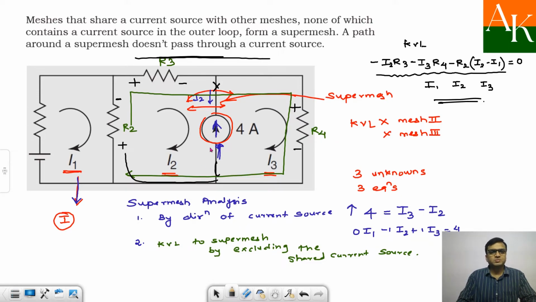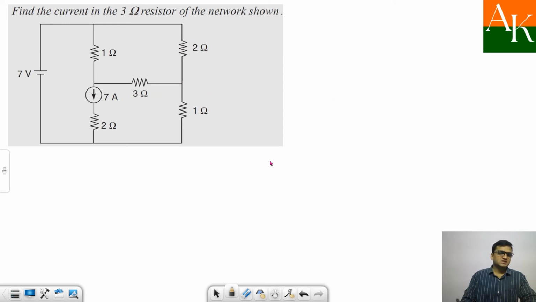So remember this thing, a super mesh is nothing but meshes that share a current source with other meshes. They form the super mesh. So we'll see one numerical for more clarity. So this is the numerical.